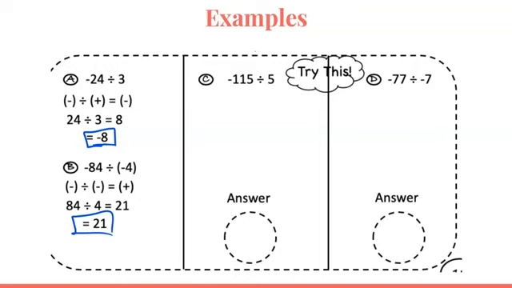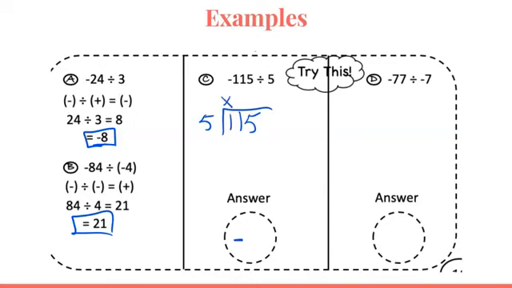Hopefully you paused the video and tried them on your own. Let's take a look at the answers. My first problem is negative 115 divided by 5. I have a negative divided by a positive. Anytime I have different signs, my answer is negative. So I'm going to write that in my answer right away. And then I'm going to see how many times 5 goes into 115.